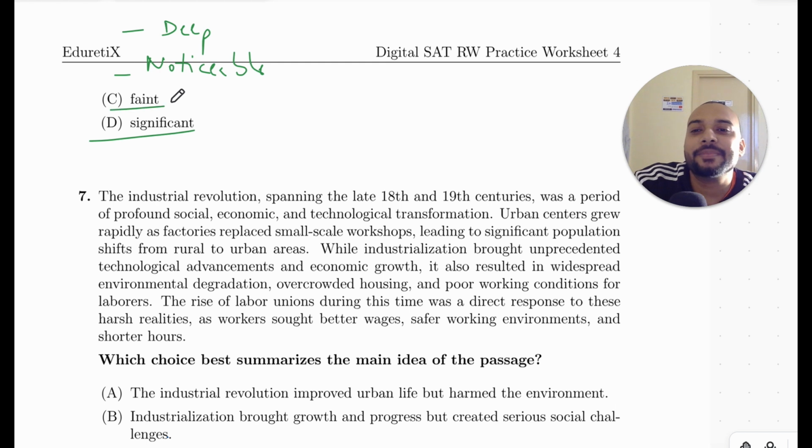It's faint. Okay. Now, logically, only one of the answers can be correct. One of the options can be correct. If three are similar in meaning, the one that's standing out has got to be the correct one. And that is the case in this question. Option C, faint, is correct.